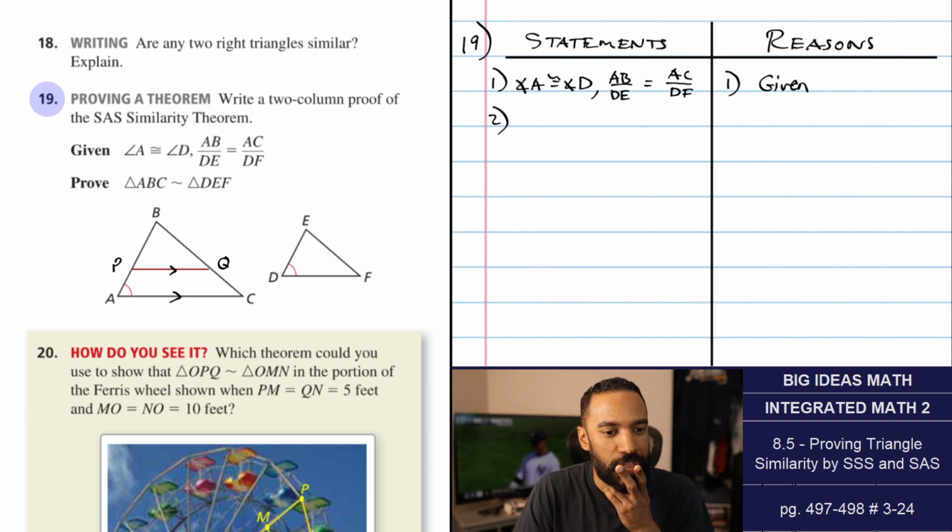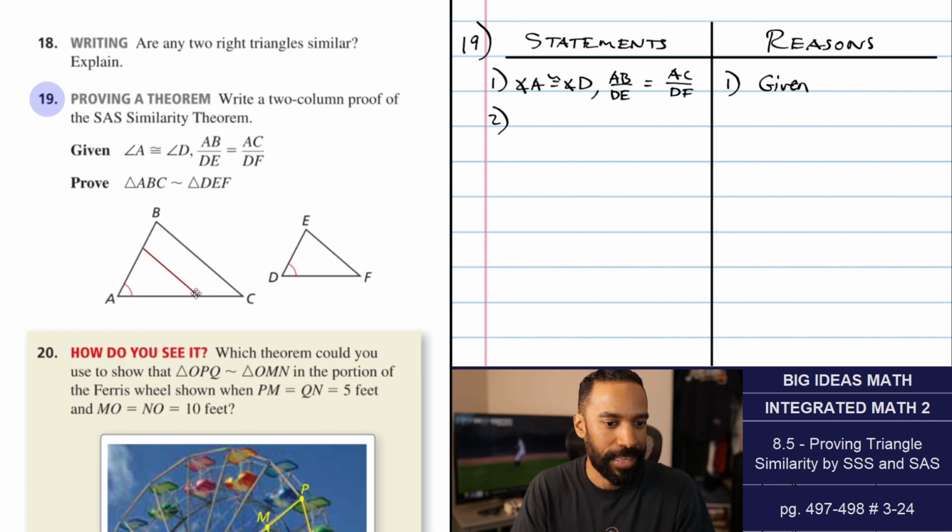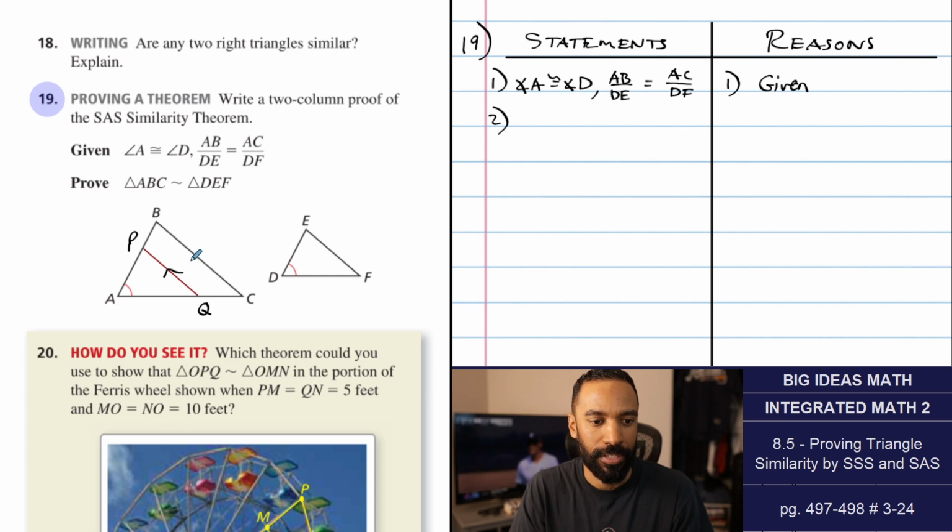Actually, I don't want to do that. Let's do this the other way. I want to make this triangle here go like this so that A and D are on the same point, right? So I want to do PQ like this rather. Now I can make AP the same as DE, and these will be parallel here.